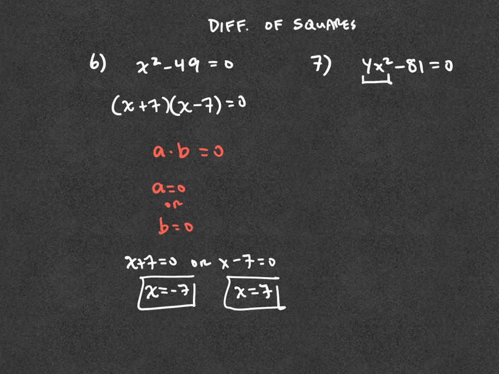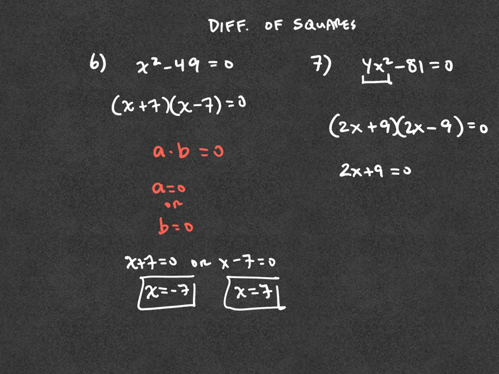Let's use the same method in example 7. What is the square root of 4x squared? Well, that would be 2x. What is the square root of 81? That would be 9. And again, I go plus and minus. It doesn't matter the order in which you do that. Therefore, 2x plus 9 has to either equal 0 or 2x minus 9 equals 0. That yields us answers of x equals negative 9 halves or x equals positive 9 halves.